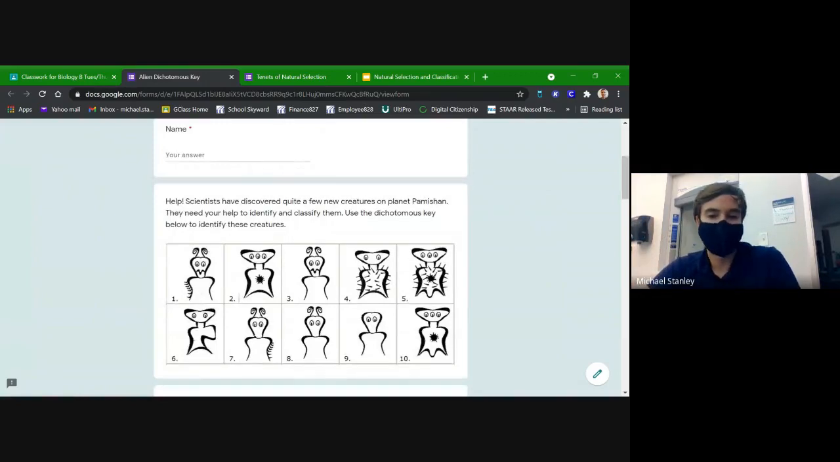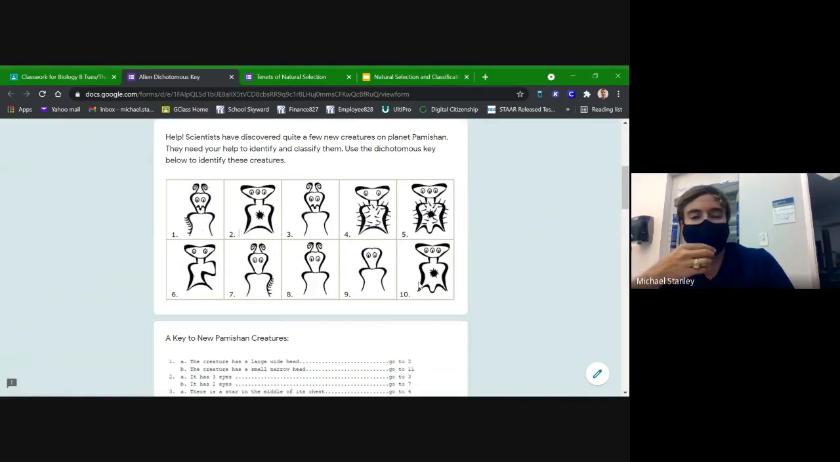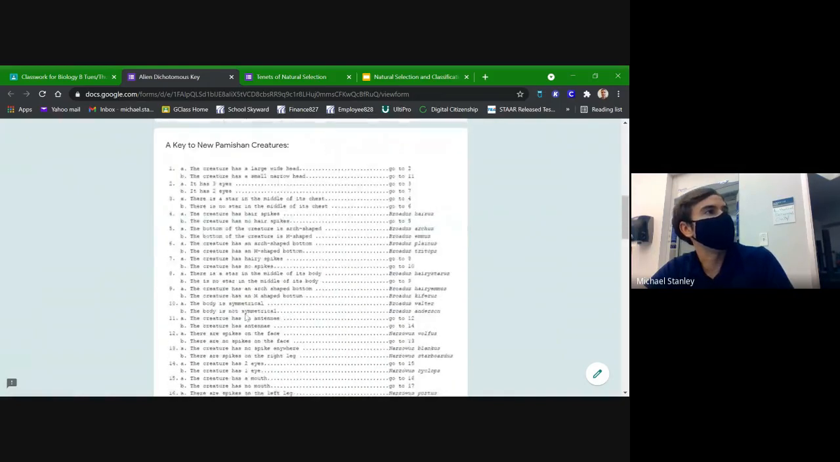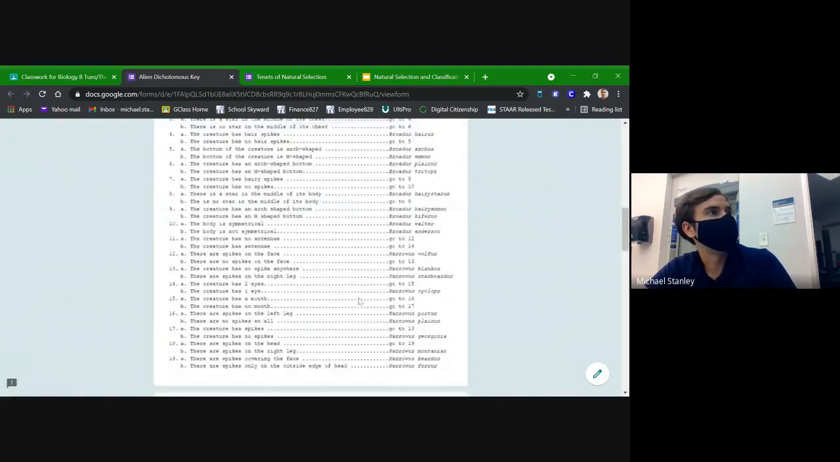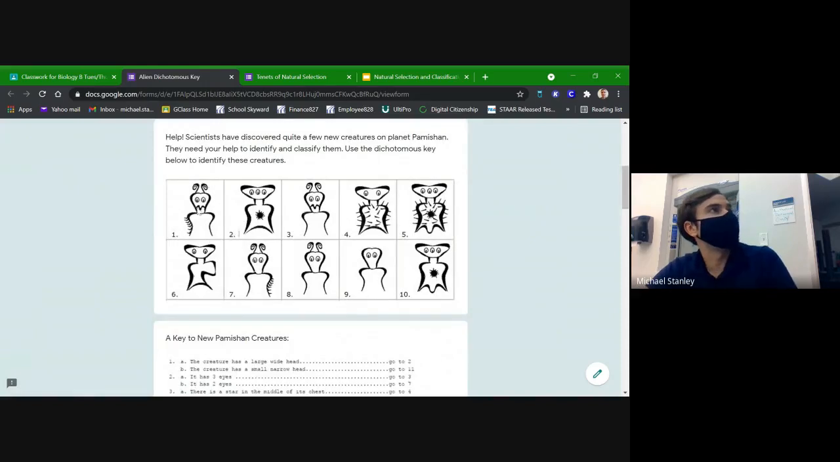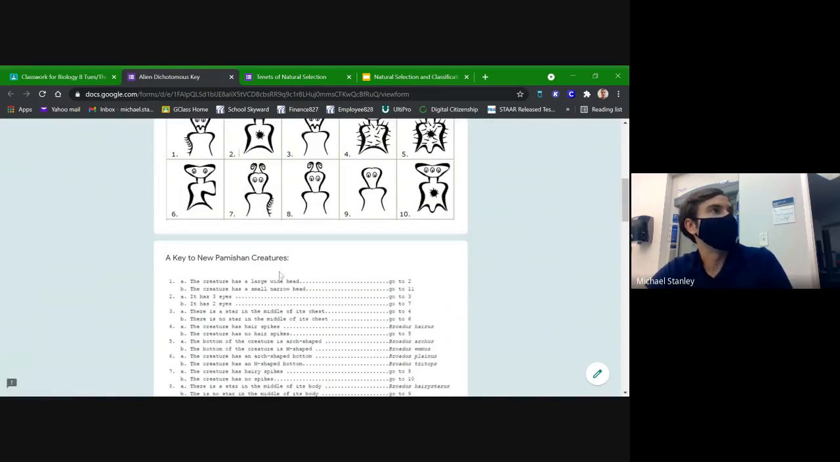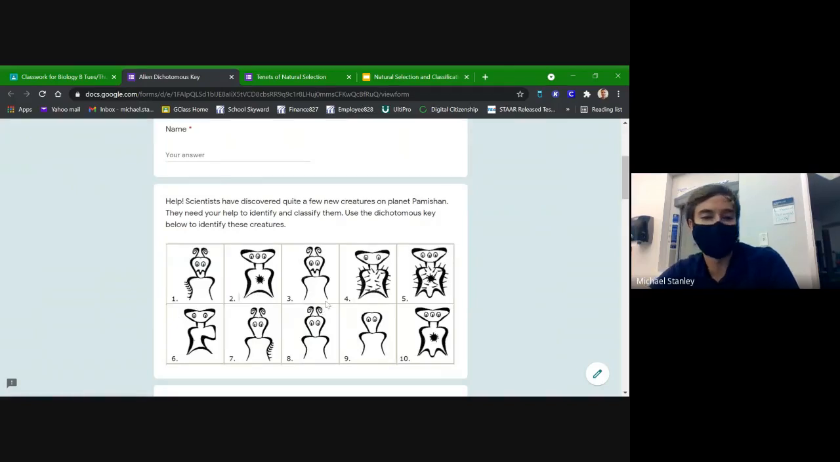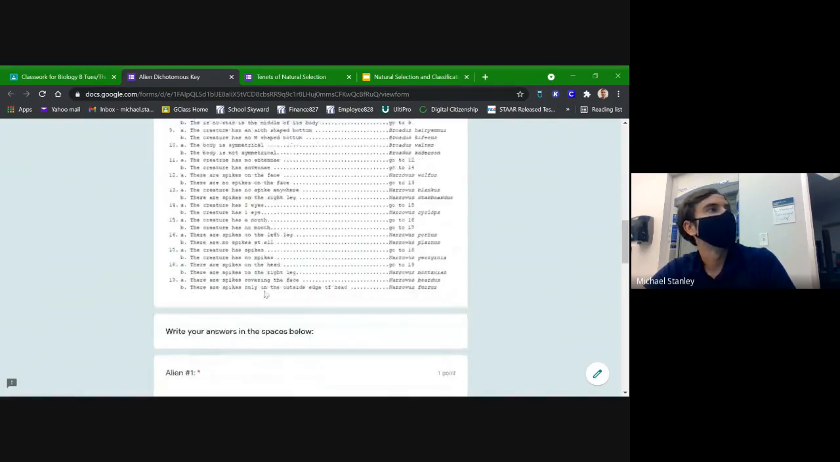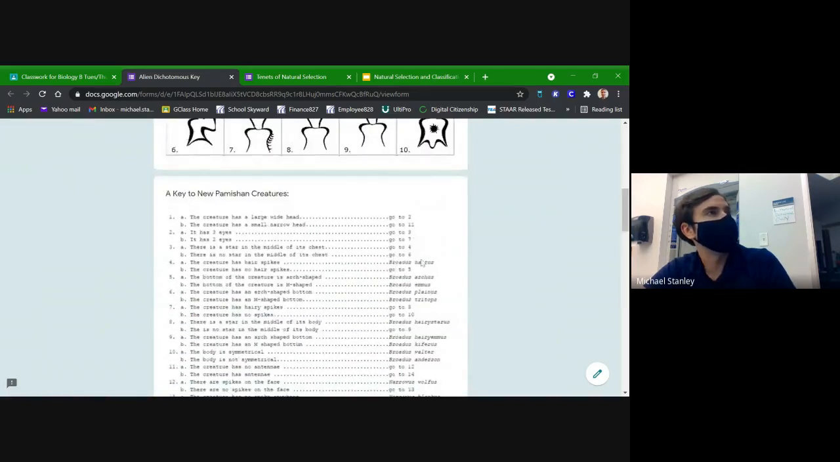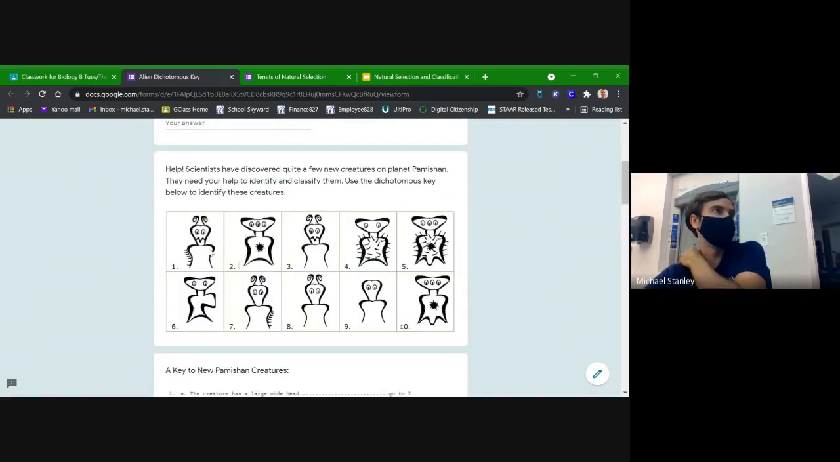So scientists have discovered a new planet, and that planet has a variety of alien species. We have 10 examples of species right here, and a dichotomous key listed out right here. So for each one of these species that has things like a large head or a small head, 3 eyes or 2 eyes, a star in its chest or not, spikes or no spikes, arch-shaped or end-shaped legs, each one of those traits you can find on this alien right here. And so I want you to use the picture of the alien and the dichotomous key down here to tell me which one of these species is represented by aliens number 1 through 10.